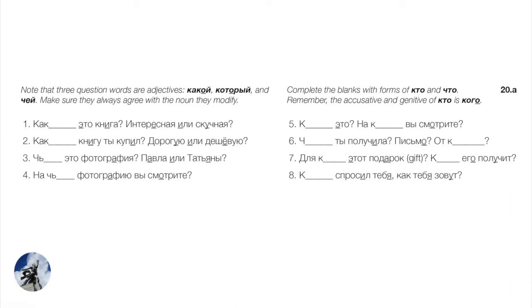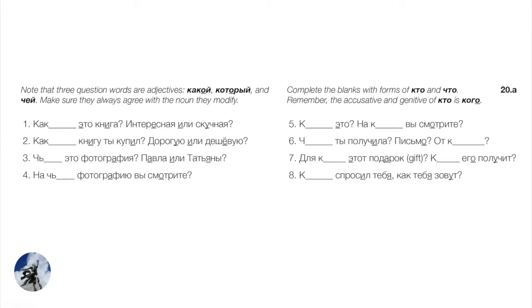Okay, next four items. We're just paying attention to кто and что, which, as we know, decline, right? They have particular case forms. So let's practice a few of these. Okay, who is this or who is that? Кто это? Кто это? Who are you looking at? At whom are you looking? So here we need accusative. На кого вы смотрите? Number six, what did she receive?